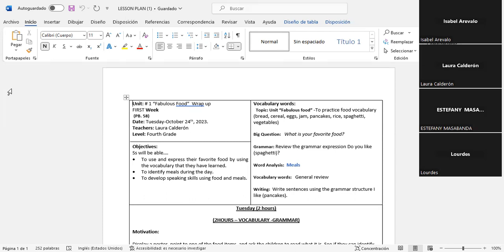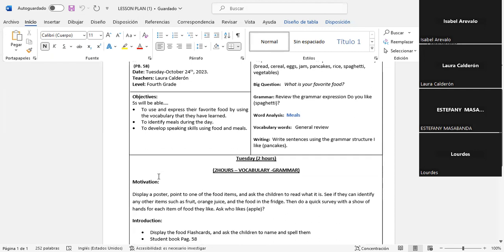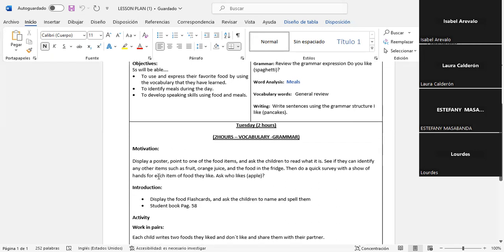As vocabulary words, according to the topic, is to practice food vocabulary like bread, cereal, eggs, jam, pancakes, rice, spaghetti, and vegetables. The big question is, what is your favorite food? And the grammar, review the grammar expression. Do you like, for example, spaghetti? And the words analysis, the meals in a day. The vocabulary words is general review, and as a writing activity, write sentences using the grammar structure. I like, and I don't like to. It is for 2 hours.